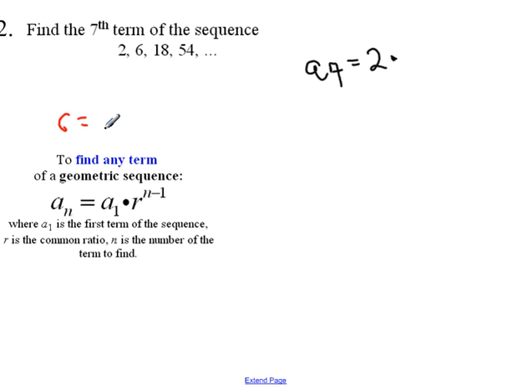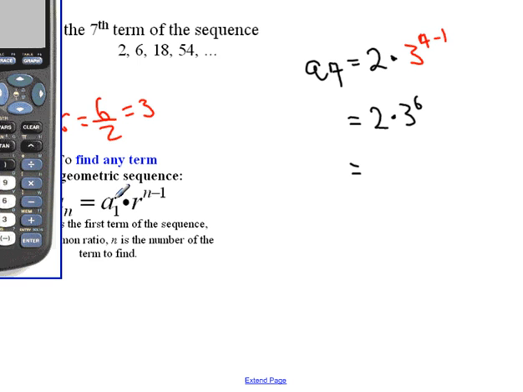So what's the common ratio? Well, that's going to be 6 divided by 2, that's 3. So times 3 raised to the n minus 1. Well, you're looking for the 7th term, so n is going to be 7, so it's going to be 7 minus 1. And you get 2 times 3 to the 6th power.